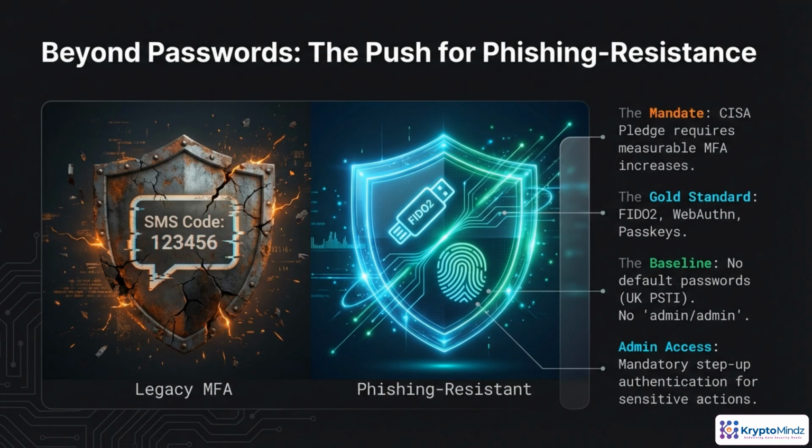Regulators are no longer satisfied with any MFA. Legacy methods like SMS codes are easy to phish and increasingly seen as insufficient. CISA and others expect measurable adoption of phishing-resistant approaches such as FIDO2, WebAuthn, and passkeys. At the same time, default passwords are being outlawed, and high-risk admin actions are expected to use stronger, step-up authentication.